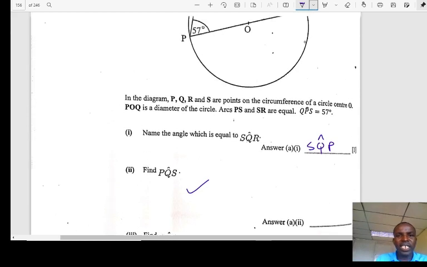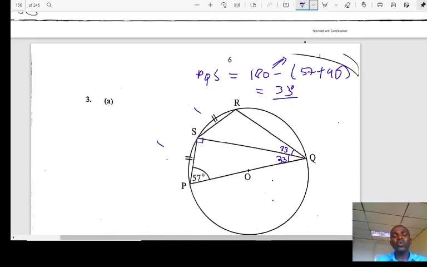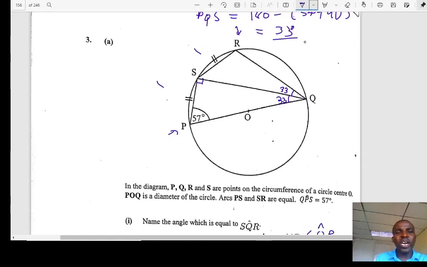Then QRS. Right, this one. The quadrilateral PQRS is actually a cyclic quadrilateral. A cyclic quadrilateral is a four-sided shape, all of whose vertices touch the circumference of a circle. So in this case, all of them are touching the circumference. Then you have to apply rules based on cyclic quadrilaterals. Opposite angles of a cyclic quadrilateral are supplementary, which means they add up to 180 degrees. So you can see 57 here, the angle at P and the angle at R are opposite angles. So QRS plus 57 equals 180 degrees. That's what you write.